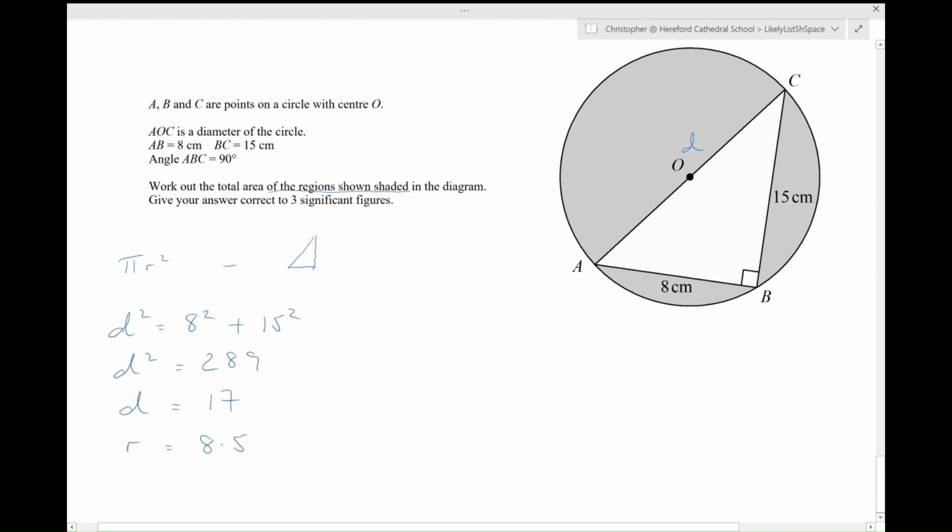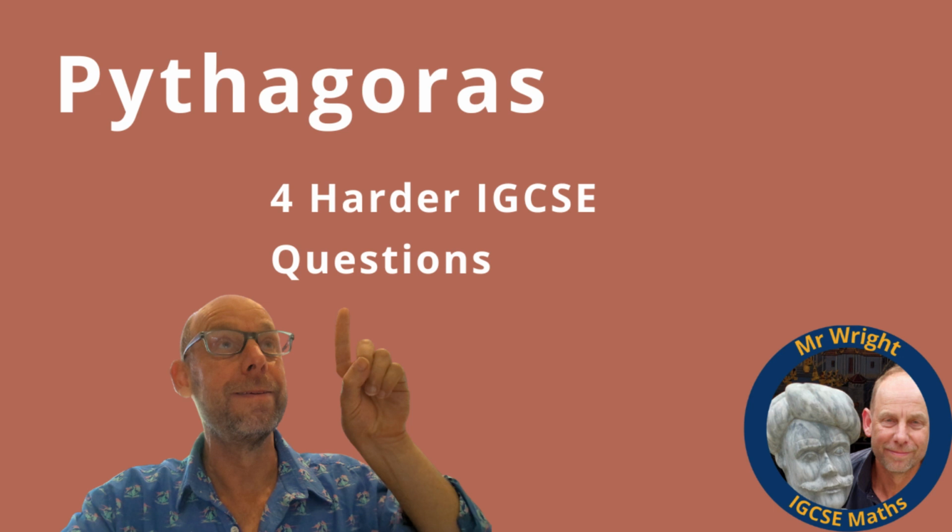Brilliant. Now I can write an expression for the area of the circle. And from that I can subtract the area of the right-angled triangle. And that would leave me with the shaded areas, wouldn't it? So if I put that into my calculator, I get the answer 166.98 and so on. And if I put that to 3 significant figures, I get the answer 167 cubic centimetres to 3 significant figures. That's the end of the film.